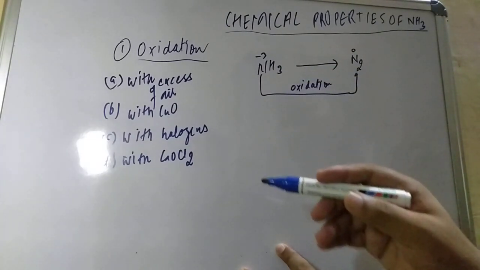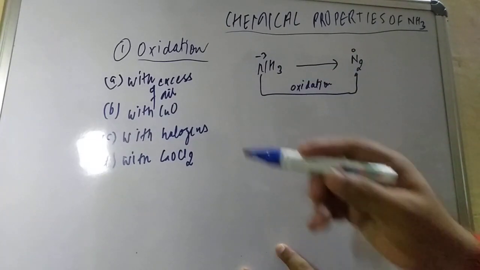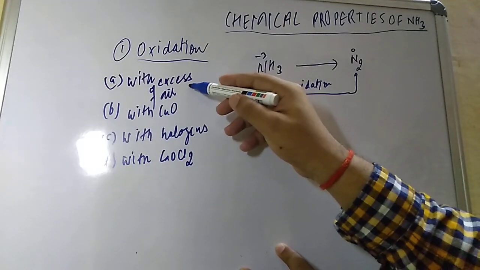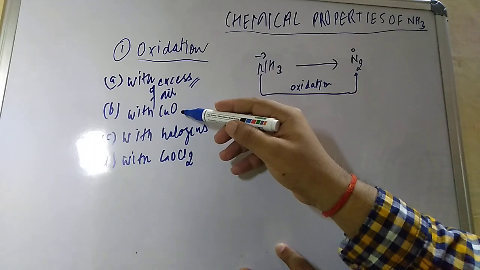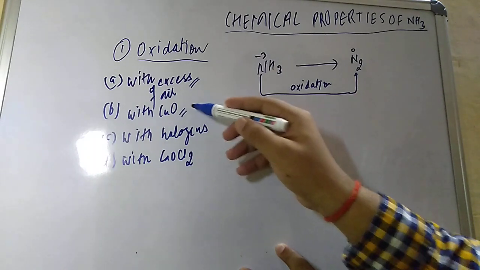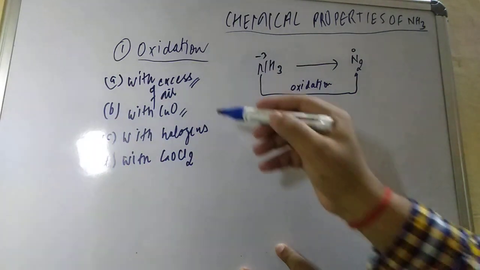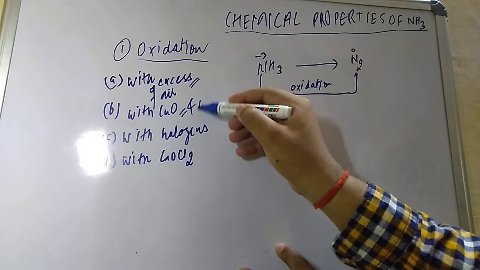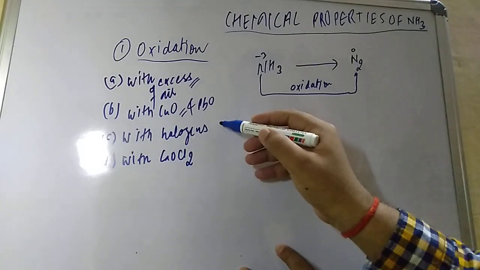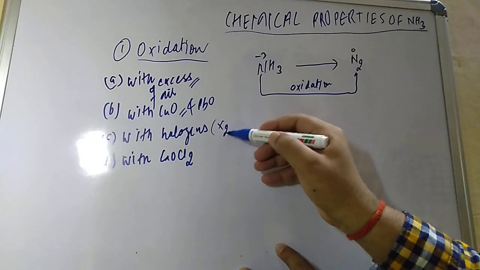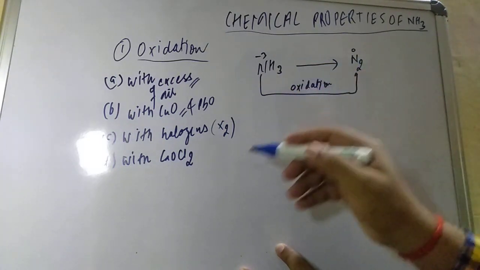Oxidation of ammonia can be done in four ways: by treating with excess air, or by heating with copper oxide or any other oxide like PbO, that is litharge. And with halogens also we can oxidize ammonia into nitrogen.